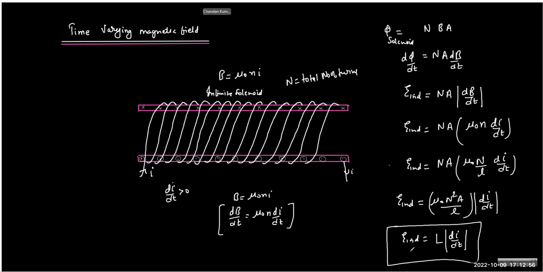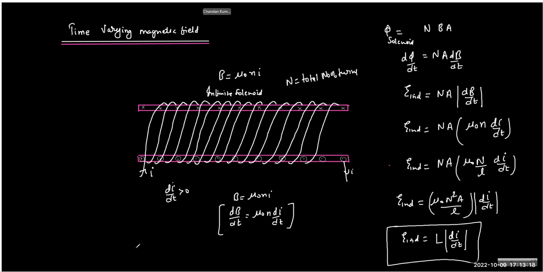No, sir. Okay. So this constant term which you are looking at right now, mu naught N square A by L, this entire term is called the self inductance of the solenoid. So that is what we'll come to know, which is the next topic. But the whole idea is, whenever there is a change of flux, EMF will be induced.